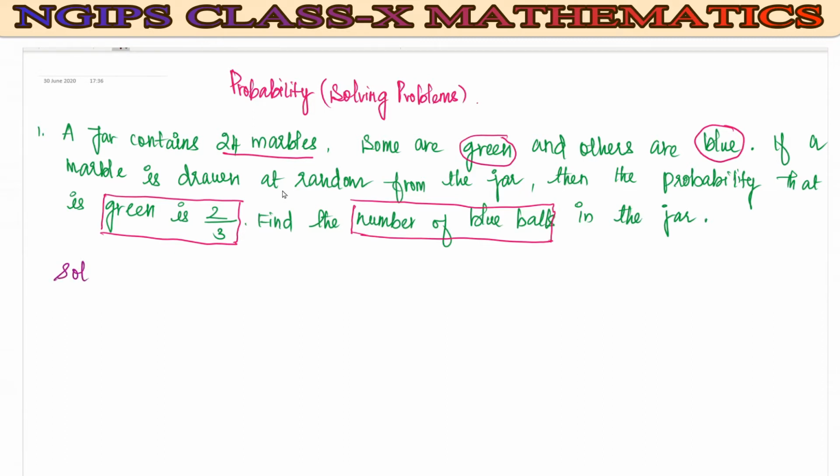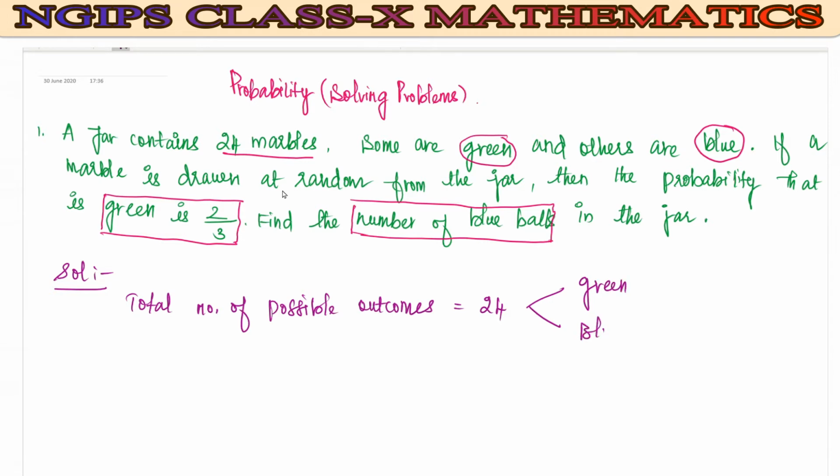Solution. So I am going to write: a jar contains 24 marbles. It means total number of possible outcomes is equal to 24. Now in this, some are green and some are blue. So in total we have two colors, one green and the other blue. If you add together, you will get the number of balls, it is 24. Next, we have the probability of green balls.